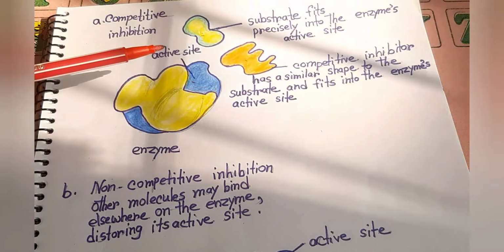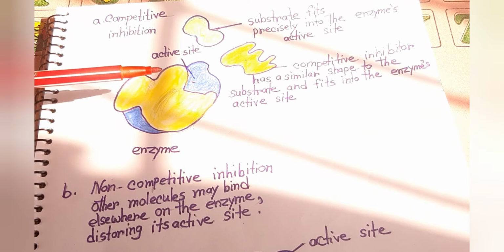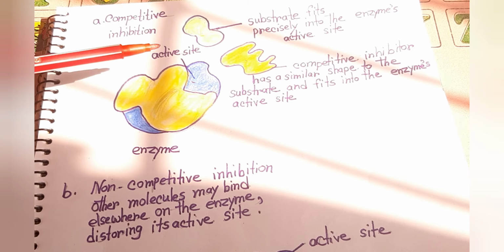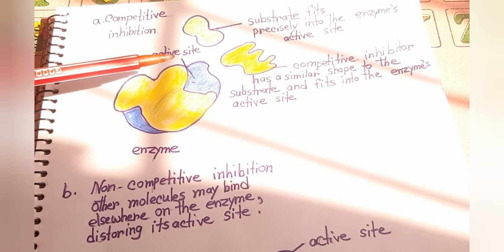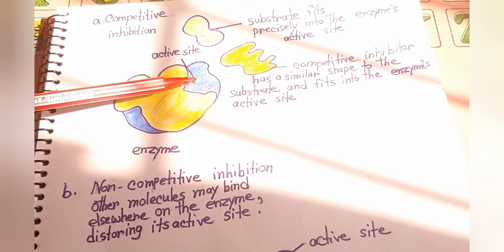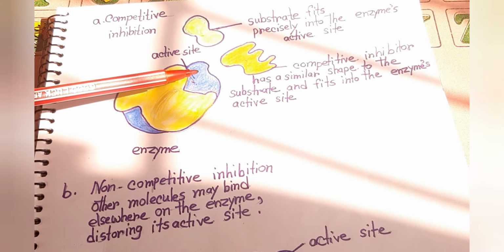This is non-competitive inhibition. Other molecules may bind elsewhere on the enzyme and destroy its active site. So the active site is destroyed.